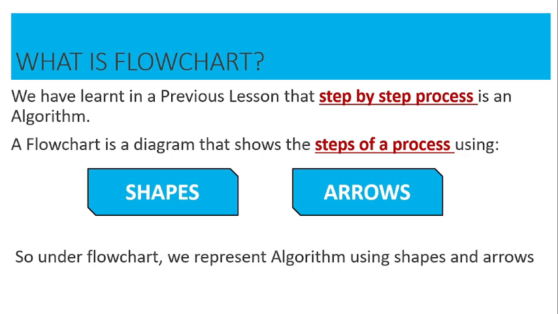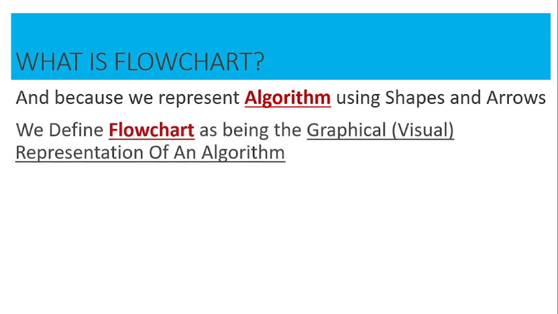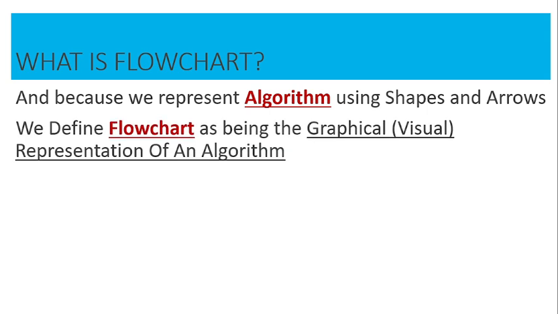Instead of using step 1, step 2, step 3, step 4, under flowchart we represent these steps using shapes and arrows, and that is a flowchart. We define flowchart as the graphical and visual representation of an algorithm. So we have the normal algorithm where we use steps, step 1, step 2, step 3, and they represent the algorithm.